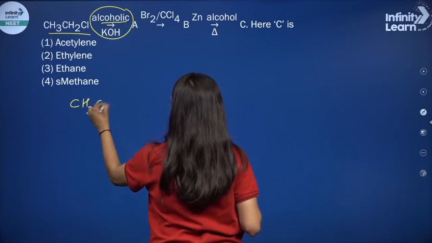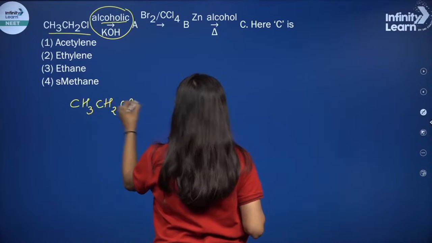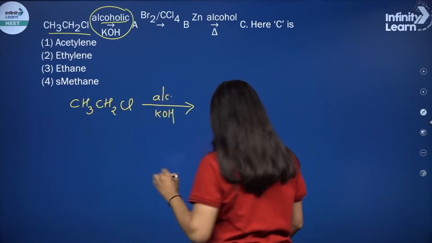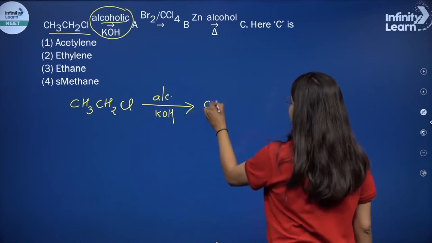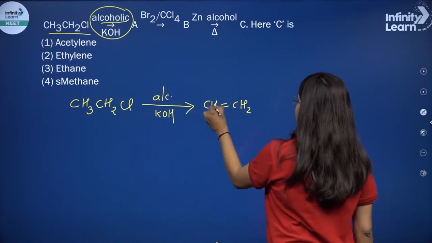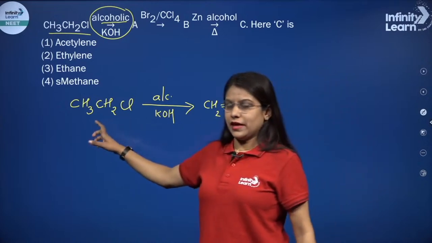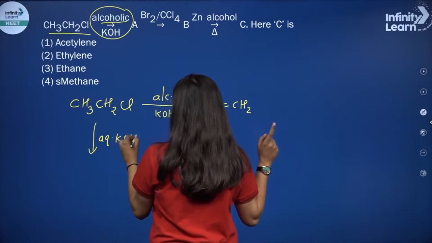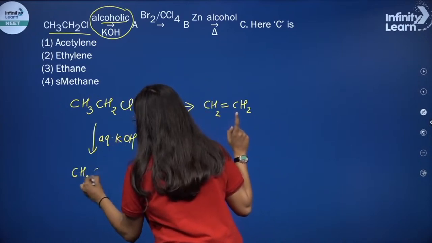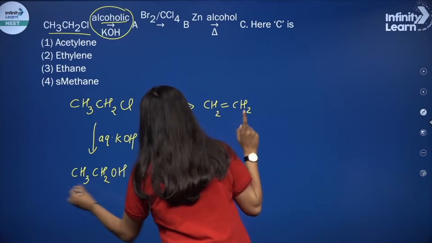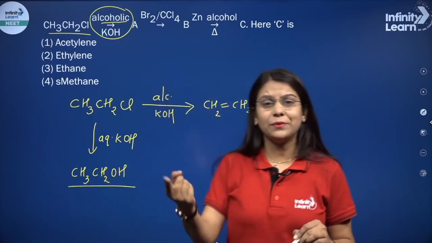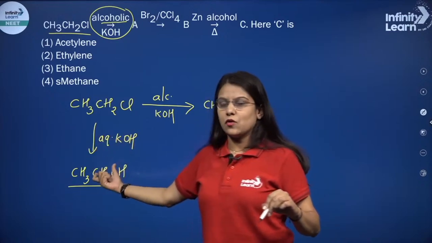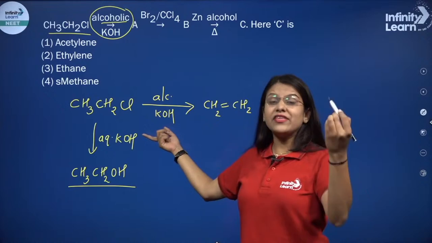So CH3CH2Cl on reaction with alcoholic KOH. What will be the product? The product will be the eliminated product, and it will be alkene, right? By the elimination of HCl. Similarly, there is one additional concept. If the reaction takes place in the presence of aqueous KOH, what is the product? It will be CH3CH2OH. So whenever I am taking alcoholic KOH, I am not getting alcohol, I am getting alkene. Remember, here we have a substitution reaction. In case of alcoholic KOH, we have the elimination product.